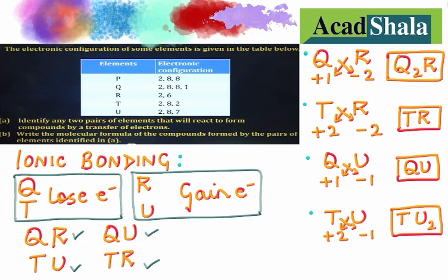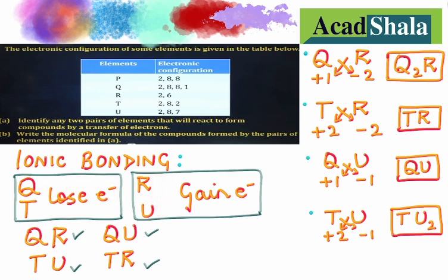So this is how the transfer of electrons, the pairing, will be shown. That means one metal and one non-metal. So we will choose one metal and one non-metal out of these, and we will do the pairing. Now we have understood that Q and T are metals, which lose electrons. R and U will gain electrons, because they come in the category of non-metals.